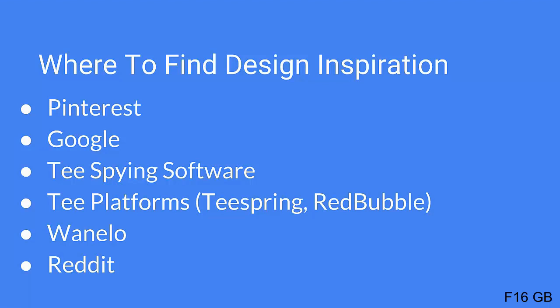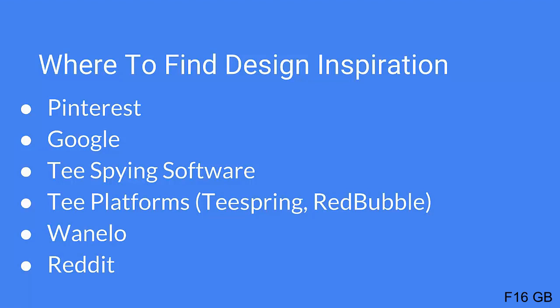The next thing that I would go to is use T-spying software. And the one that I like to use is called tspy.com. And the cool thing about that is, even though it has the word spy, and oftentimes that has a negative connotation, basically all it does is act as a time saver, because you're still seeing the same types of data on Pinterest or Google or on the other ones below at T Platforms, Wanelo, Reddit. All it does is organize it into one place and provide a nice database for you to search.